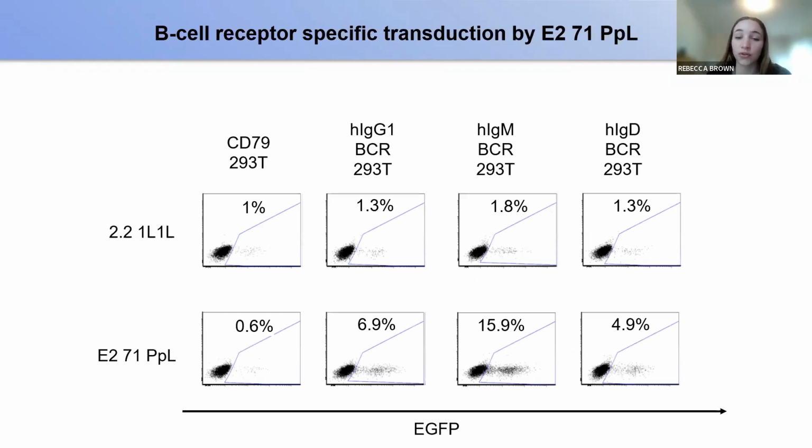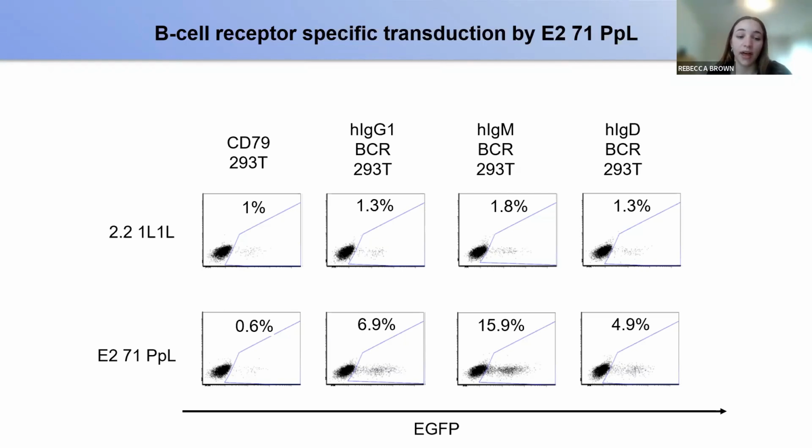We used two different lentiviral vectors for this experiment, 2.21L1L, which again should not bind or transduce any types of cells, and our E271 PPL construct. We used 4 different cell types. We used the CD79-293 T cells, CD79 being a protein necessary for B cell receptors to be expressed, as our negative control. And we also used 3 different cell types expressing 3 different isotypes of BCR: IgG1, IgM, and IgD.